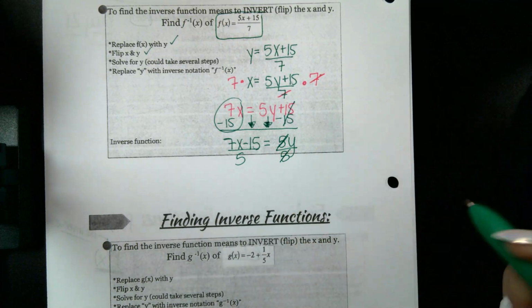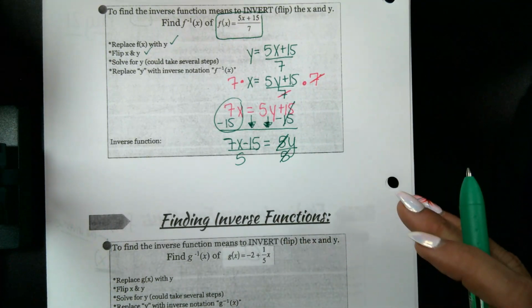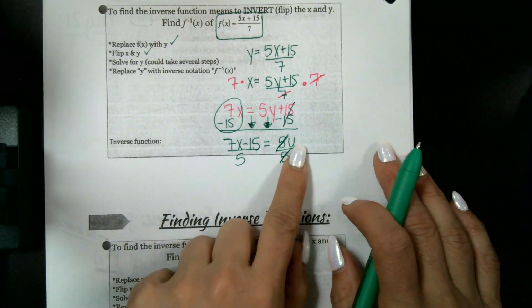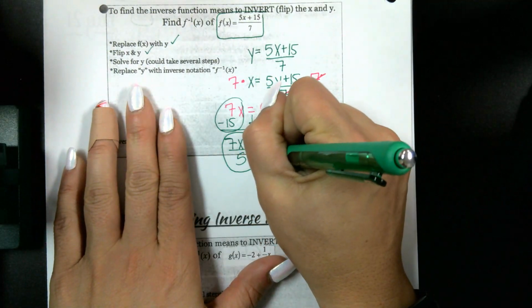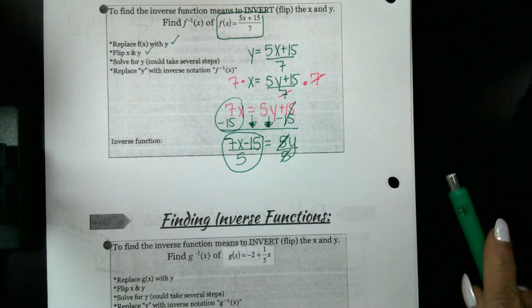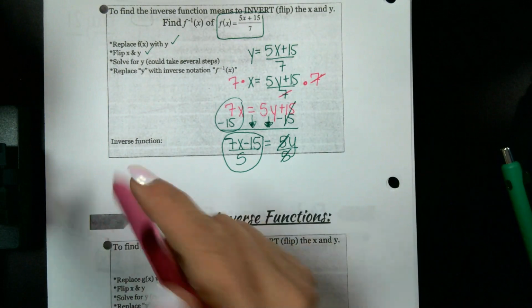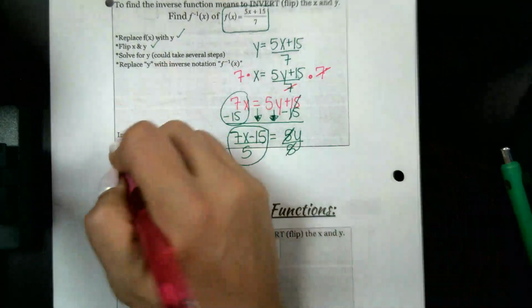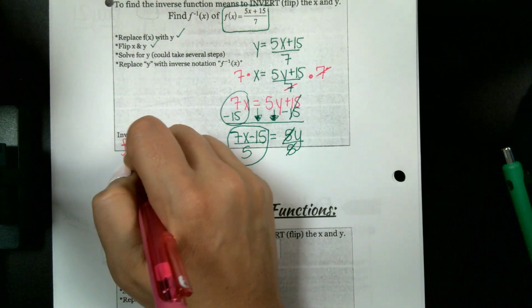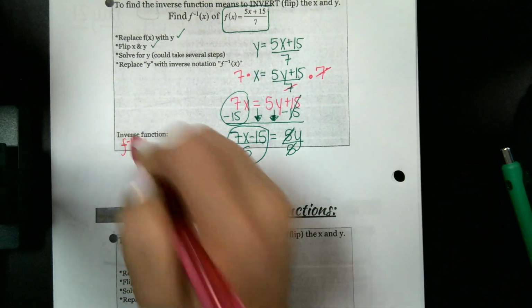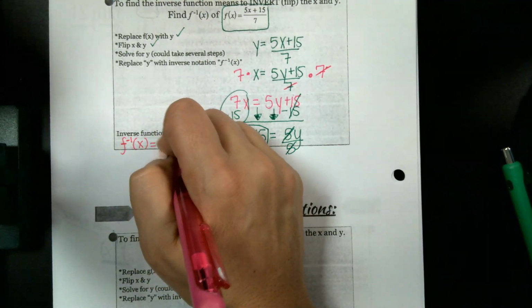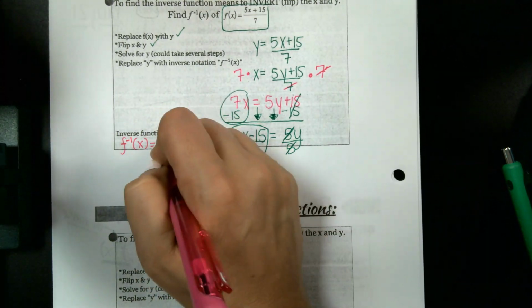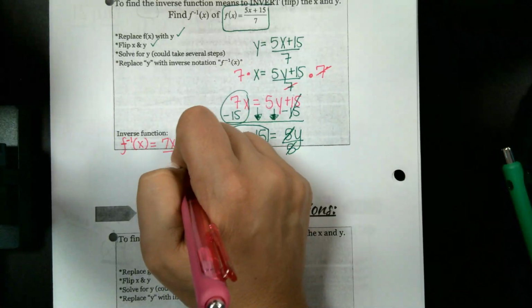And before you do anything else, as soon as you get to this point where you see the y is now by itself, this right here is our final answer. But when we write it, we have to write it using our inverse notation. So I'm going to go back to putting f of x with the -1 there equals 7x minus 15 divided by 5.